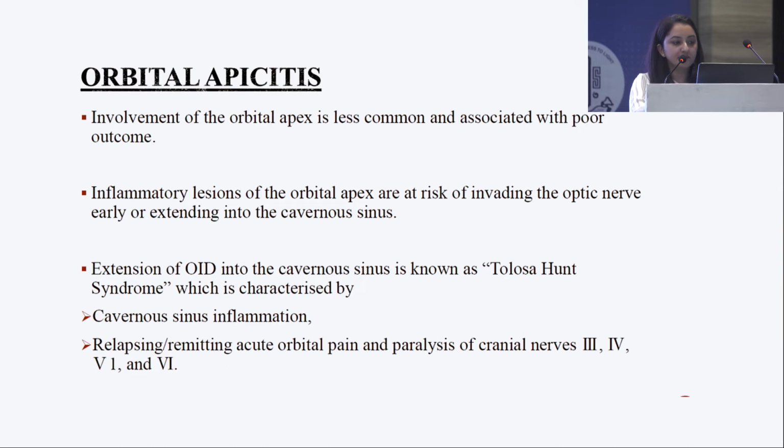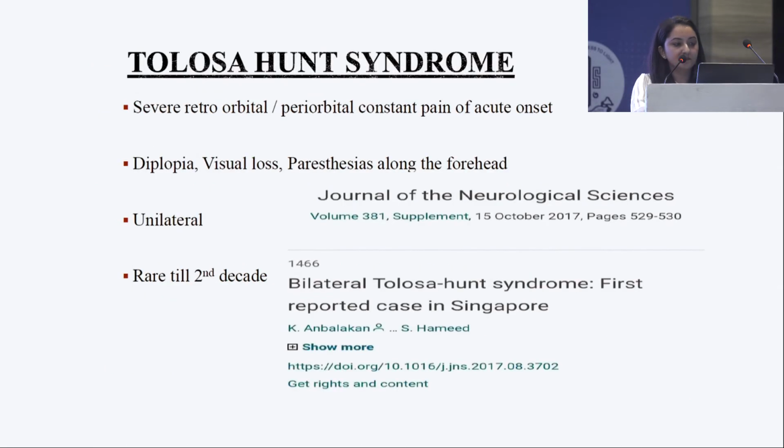Orbital apicitis is involvement of the orbital apex. It is relatively less common and associated with poorer outcome because there's a risk of invading the optic nerve early and also the cavernous sinus. If it invades the cavernous sinus, it is known as an entity called Tolosa-Hunt syndrome, characterized by cavernous sinus inflammation, relapsing, remitting acute orbital pain, and paralysis of the cranial nerves, third, fourth, fifth, first branch, and the sixth nerve.